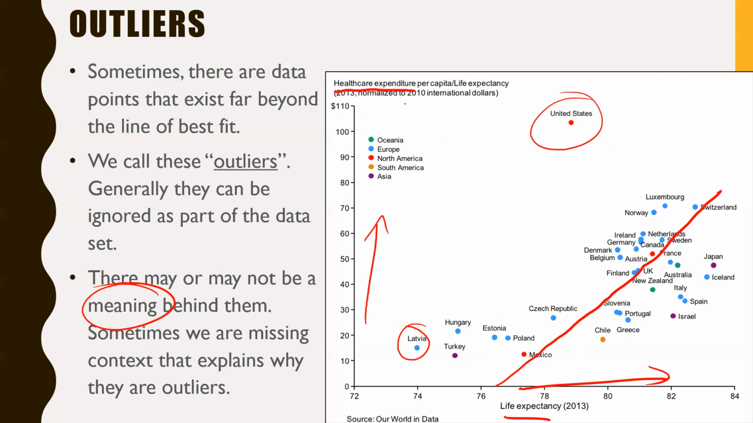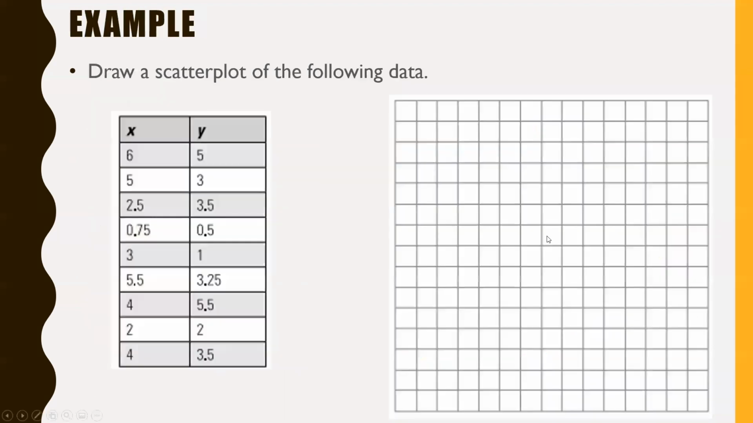They spend by far the most on healthcare, but they don't have the highest life expectancy. Maybe there's some reasons behind that. Maybe, who knows, right? I'll let you extrapolate what you want from that. I just found this as a good example of an outlier. That's all. But anyway, moving on.